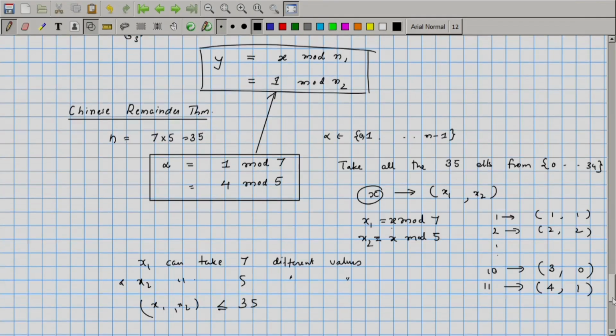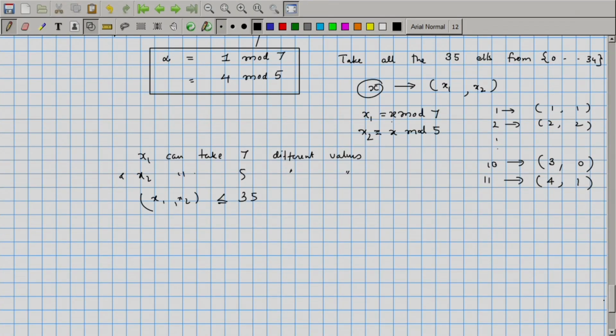So, we can say that all the 35 pairs of the form (x, y), where x1 lies between 0 and 6, x2 lies between 0 and 4, there are 35 such choices. If we say that none of the pairs repeat, then we can say that everything appears once and exactly once. So, how do we say that none of the pairs repeat? So, for example, if something here had repeated, let us say x maps to (x1, x2) and y also maps to (x1, x2).